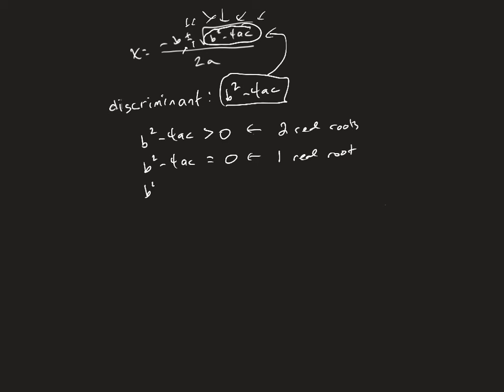Now, if the discriminant is negative, that means you're taking the square root of a negative number, which is going to involve something with the i, which is imaginary, turns it into complex, right? And then you're going to be adding and subtracting that. So you're going to get two different complex roots.